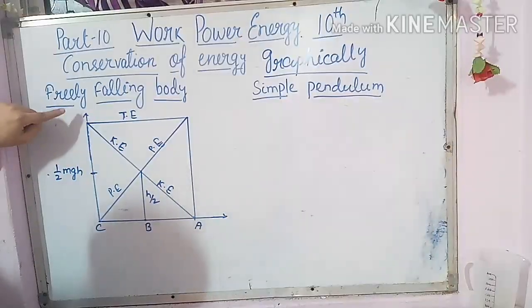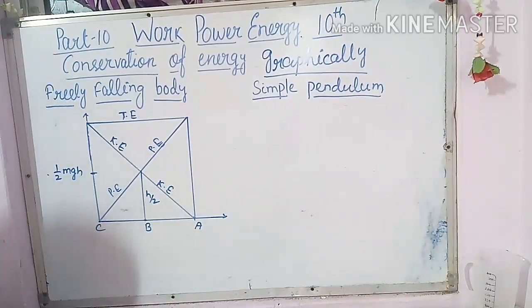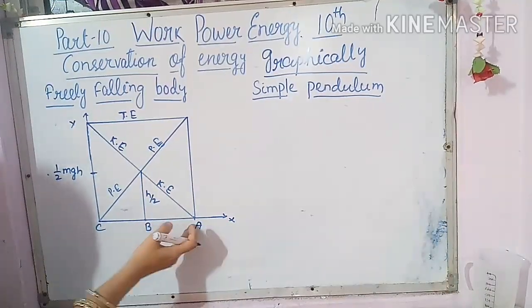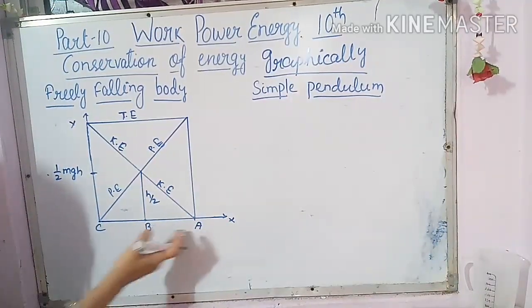Now children, you can see the graph of the conservation of energy for a freely falling body. In the previous video, I have told you the proof. Now see the graph. Suppose it is the x-axis and it is the y-axis. Now these are the 3 conditions, that is A, B and C.